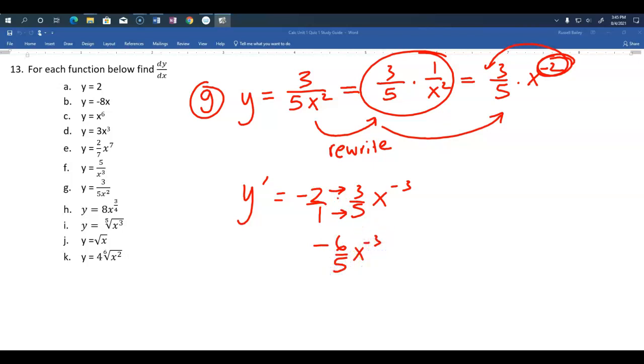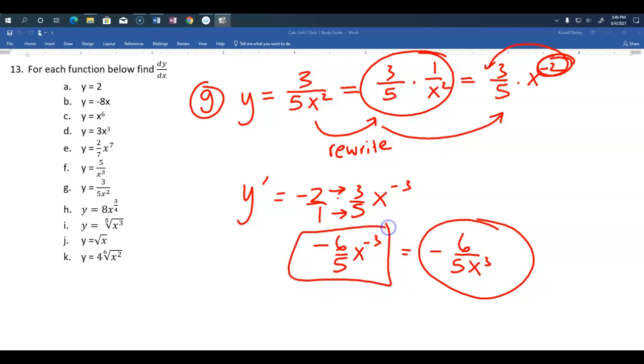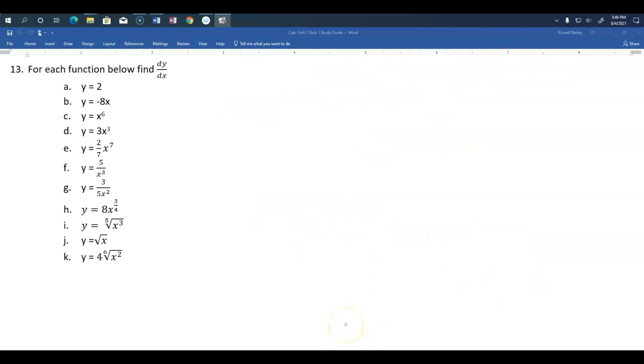And then finally, we can rewrite this as -6 over 5 x to the 3rd. I can take that x to the -3 and move it to the denominator so that its power is positive. Now, this is a possible answer also, so make sure you know how to write your answer in a variety of ways. All right, let's go ahead and take a look at part H here.